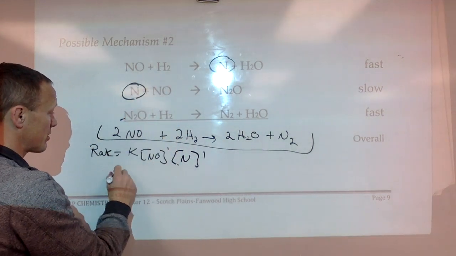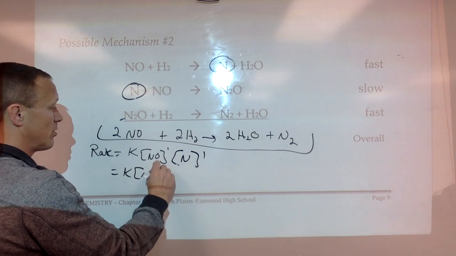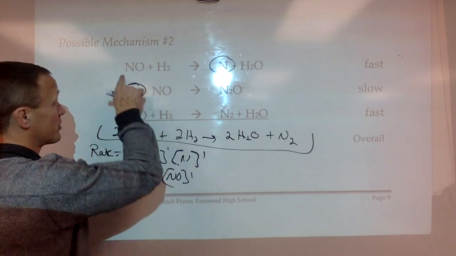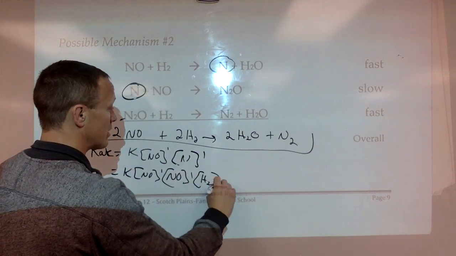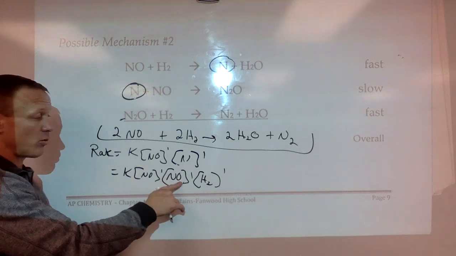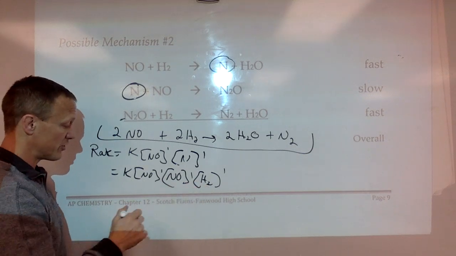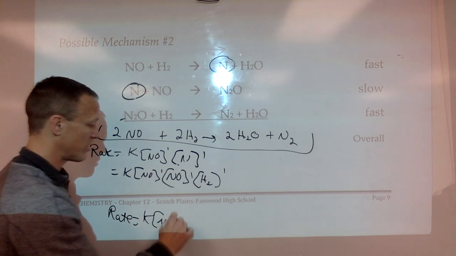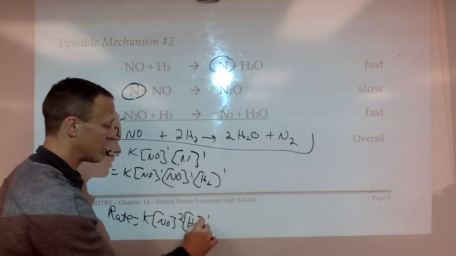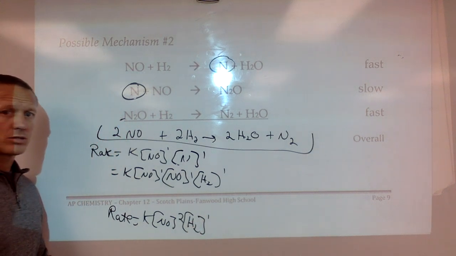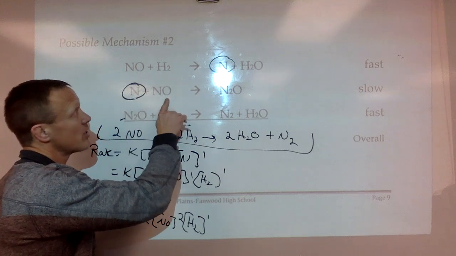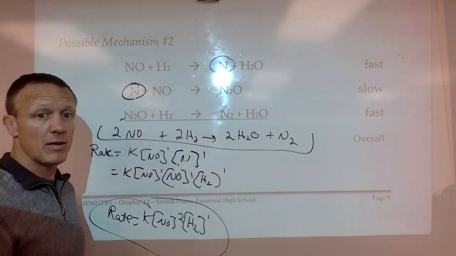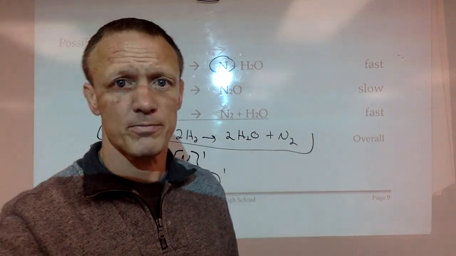So I'm going to replace it and go, okay, well, we have k, concentration of NO, which was there, and replace this with NO to the first because it's a 1 out front, times H2 to the first. Well, now we have NO times NO, which would be NO squared times H2. So our rate equals k times the concentration of NO squared times concentration of H2 to the first power. So whenever you have an intermediate that's part of your rate determining step, you've got to substitute in for that intermediate. This does match our rate law we had at the top of the page. We'll do some more of those. Hopefully that makes some sense.